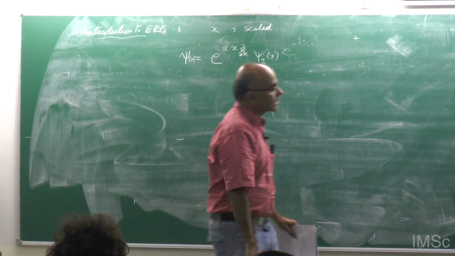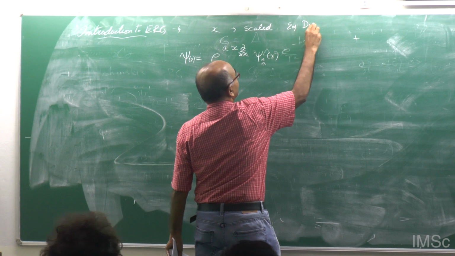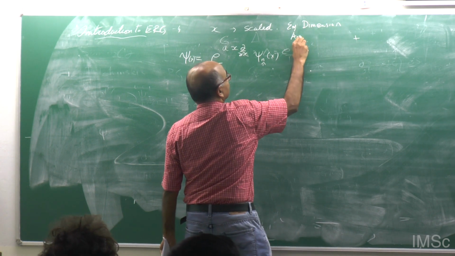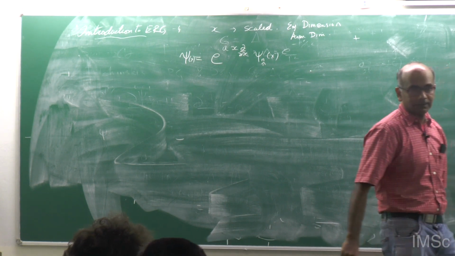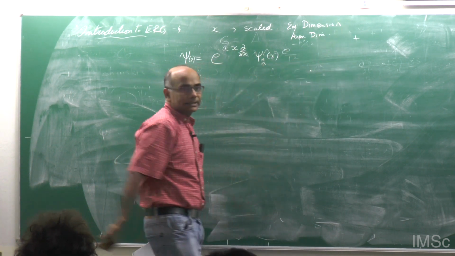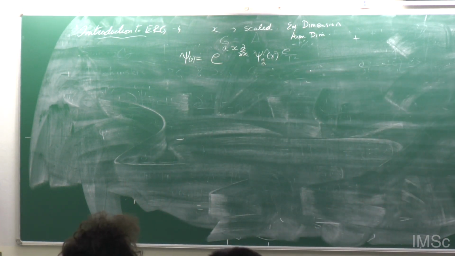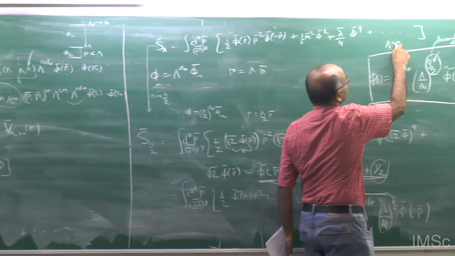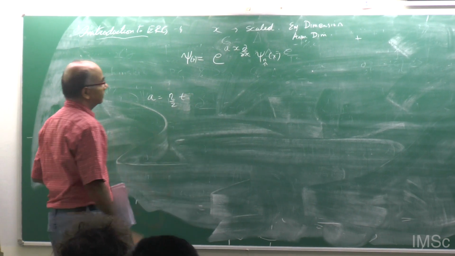And what am I going to choose A as? I know what I have to choose. Now there are two scalings. Remember the engineering dimension and the anomalous dimension. The engineering dimension is sort of trivial. I've taken it into account by this g dil, so I won't worry about that. I only worry about the anomalous dimension. That's why I'm using this notation x. So let's forget about the engineering dimension part of it. This is only the anomalous part. So I have to choose A to be basically eta by 2 times t. Remember, lambda goes like e to the power minus t. So I have to choose my A as eta by 2 times t. That's the scaling that I have to do.